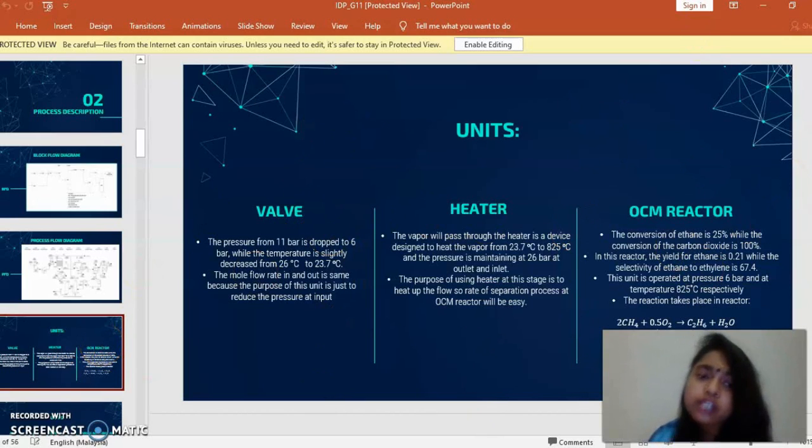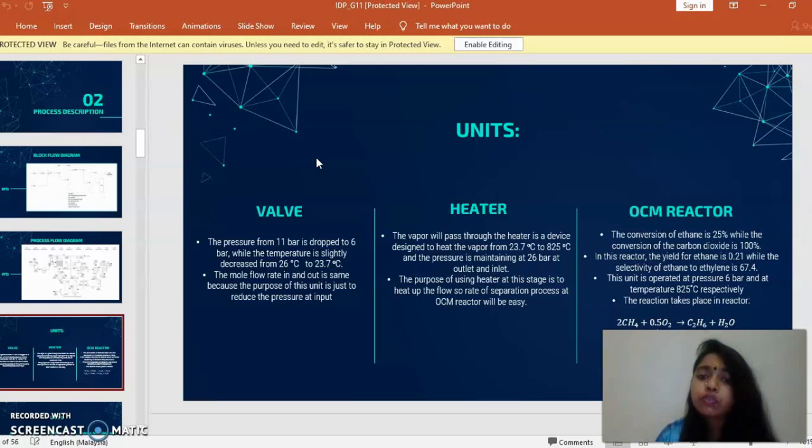Okay, units. Now I am going to explain about the valve. The pressure is dropped from 11 bar to 6 bar while the temperature is slightly decreased from 26 degrees Celsius to 23.7 degrees Celsius. The mole flow rate in and out is the same because the purpose of this unit is just to reduce the pressure at the input.